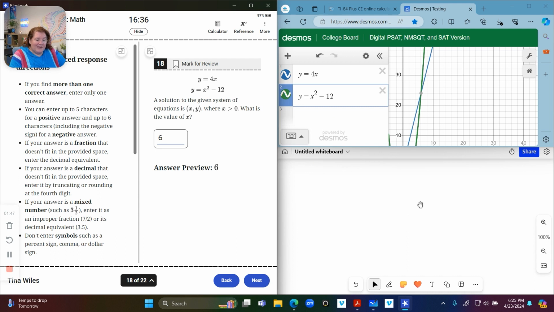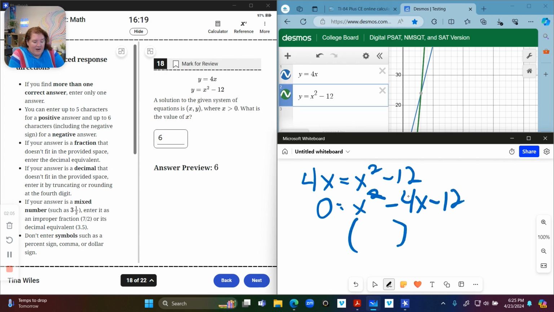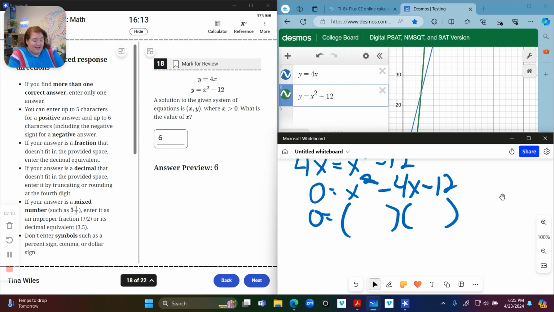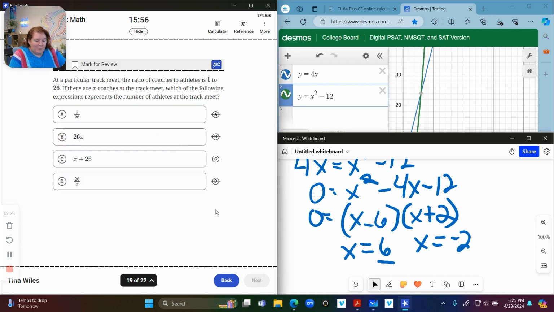I could solve this algebraically by setting these two equal to each other. So I would do 4x equals x squared minus 12. When I solve this, I have to get everything over to the same side: x squared minus 4x minus 12, and then I would factor this. So what multiplies to be -12 and adds to be -4 would be (x minus 6)(x plus 2), and that means x equals 6 or x equals -2. So they wanted the positive value. So you get the same answer either way. I just wanted to show you a different way to approach it.